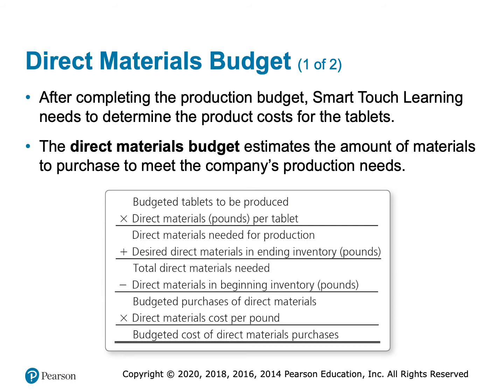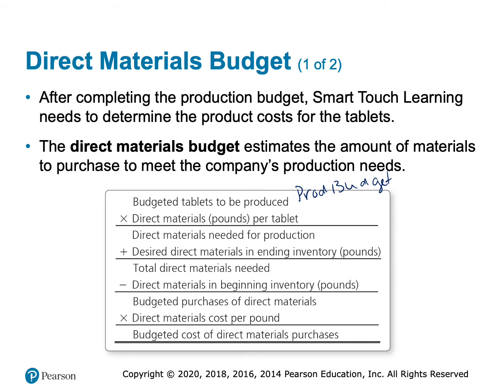So the first thing that we need to do is calculate, we're going to start with how many units we need to produce. So that's going to come straight off the production budget. Then we're going to figure out how many materials it takes to make a tablet. So we already know this, so we'll multiply that out. So we'll know how much materials we need in total.